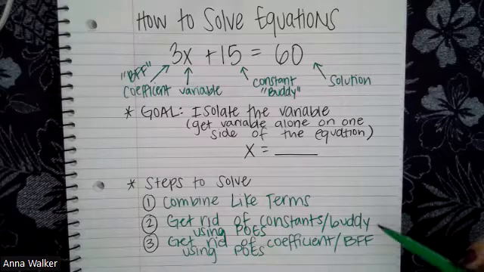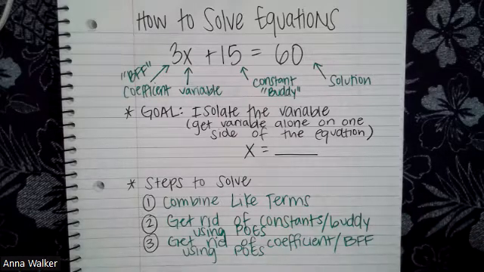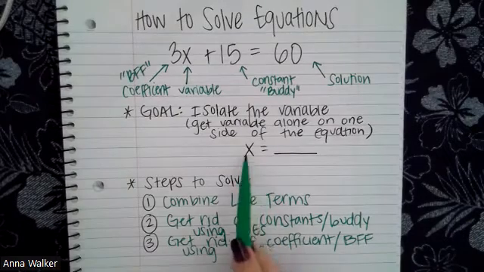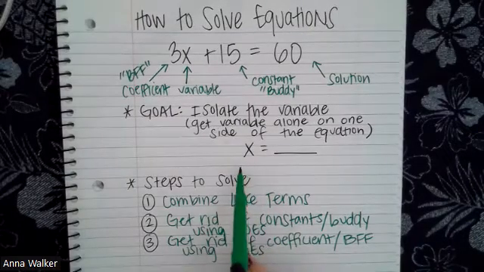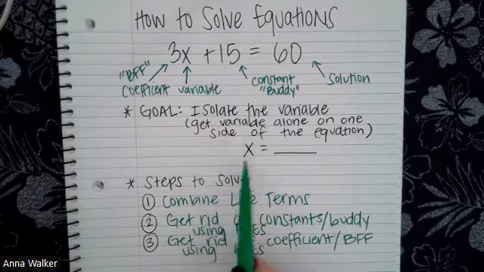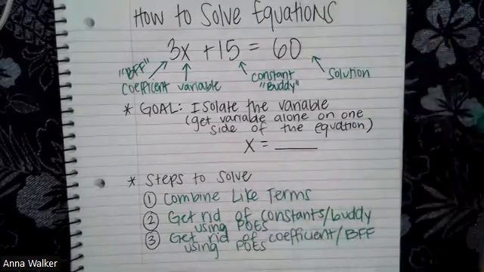And then once we've gotten rid of all of the buddies and the BFF, then we will be left with this x who has wronged us in some sort of way, all alone on its own side of the equation without any of its friends anymore. And we'll know what it's equivalent to in this mathematical equation.